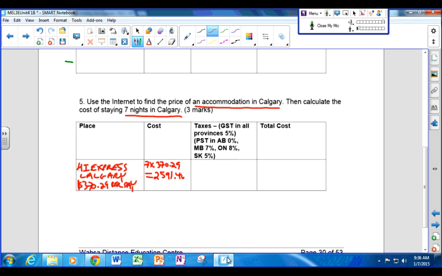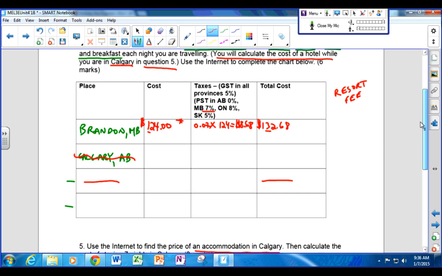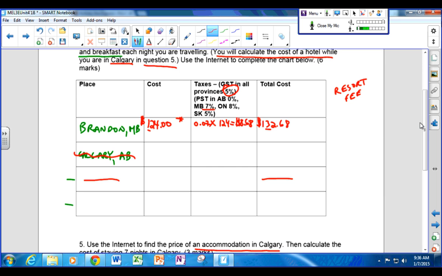Okay, so that's 2591.40. And then let's see, we're in Alberta, so there's no provincial sales tax. Oh, it says there's GST in all provinces. Did I miss that in the previous one? Yeah, I missed that one. Ouch. Okay, so I made a mistake in that previous one, because really it should have been 12% total. So this should be 0.12. I'm going to fix that, and I'll just come back and fix that.